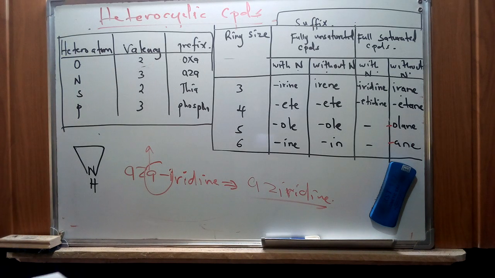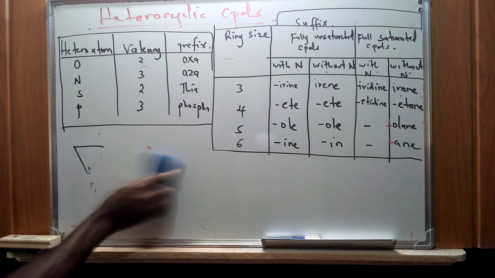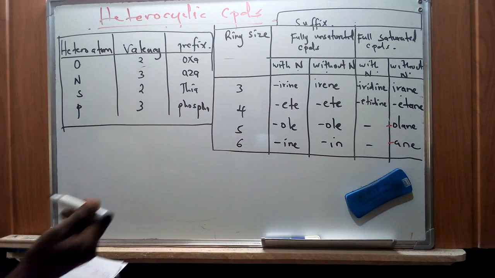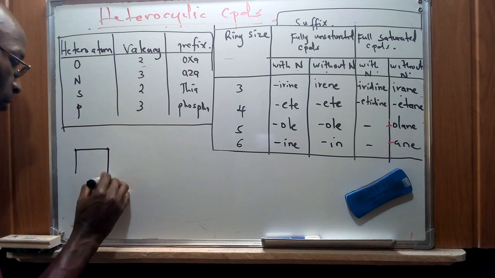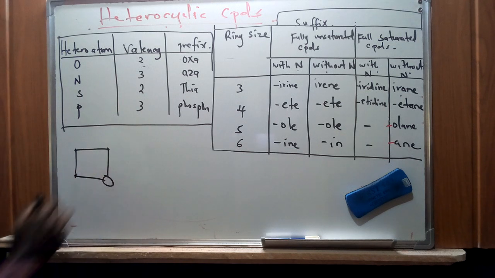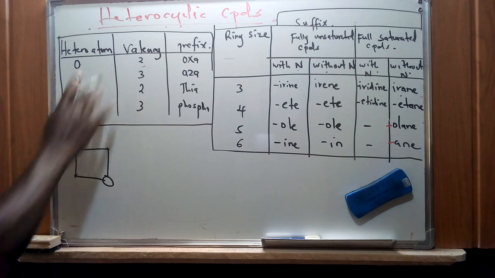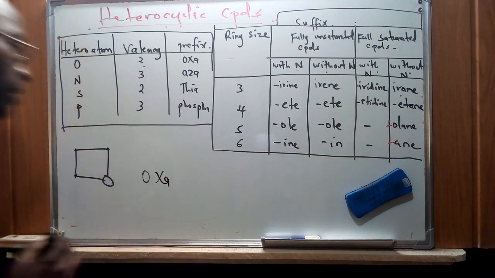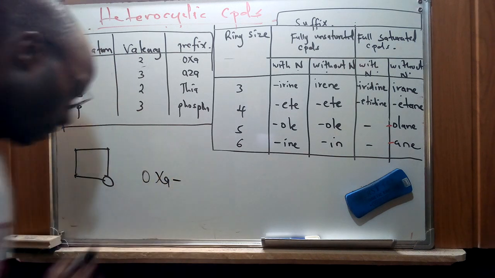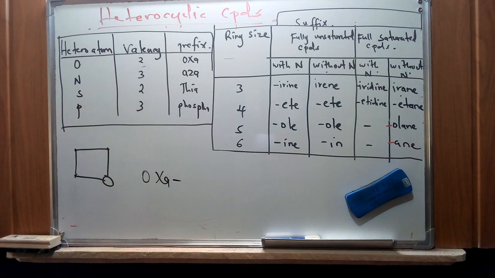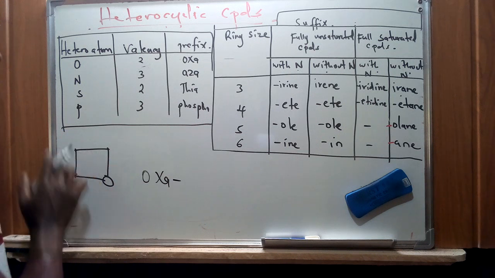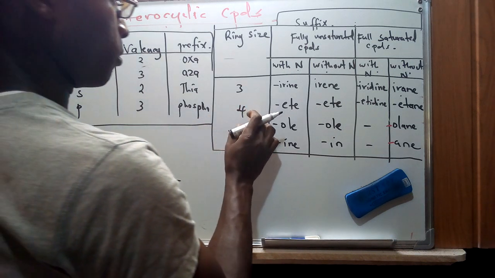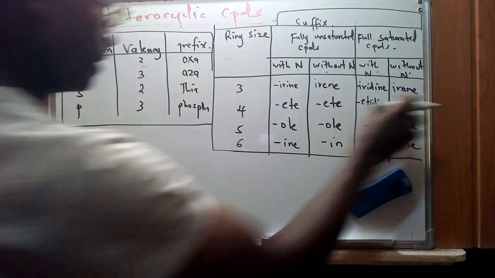Now, suppose I give another one, a 4-member ring, which contains just one heteroatom, that is oxygen. So first, it contains oxygen, therefore it's going to be oxa, and then the suffix is going to be for saturated, and it's a 4-member ring size. So we are going to consider this one.